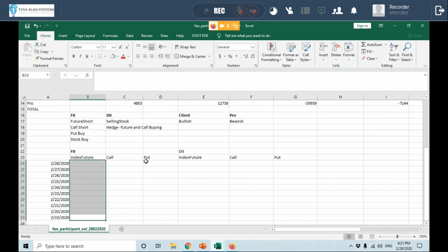This is very much important, and I advise you guys to do this without fail. This will help you in finding what is the position of the FII and DII.